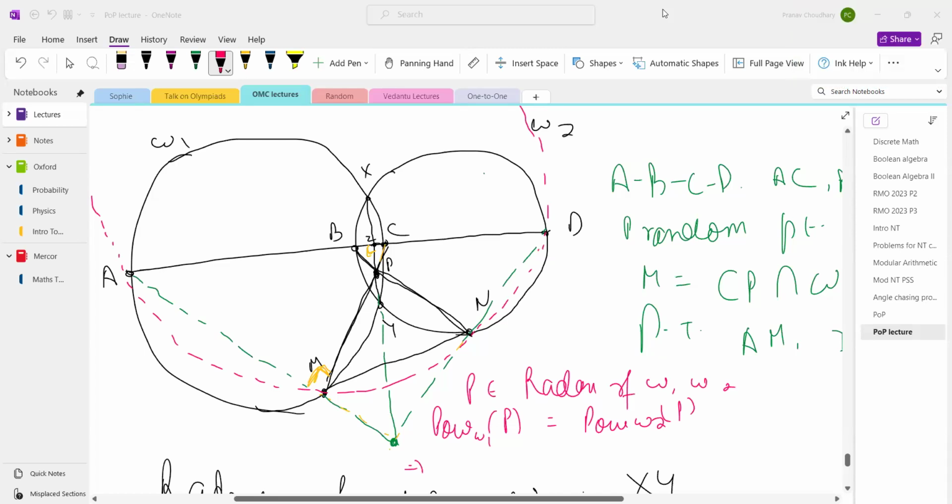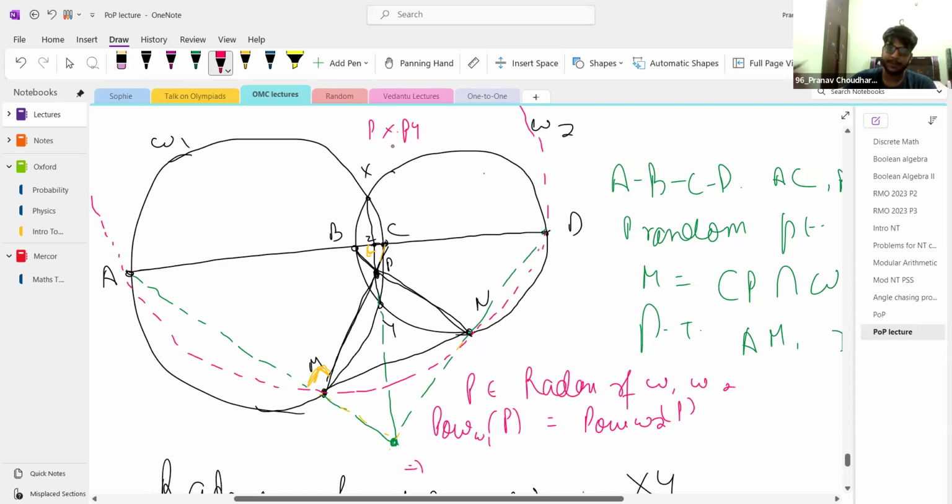Oh, like PX times PY, you mean that one? Yes. So see, P passes through this chord XY, so I can write it as PX times PY. But X and Y are on the radical axis, so not typical. See the other chord. I know M, P, C, right? So I can write it as PM times PC, because both of the points lie on the circle. Similarly, I can write power of P with respect to omega 2 as PB times PN, right?